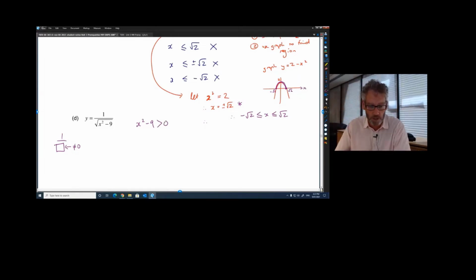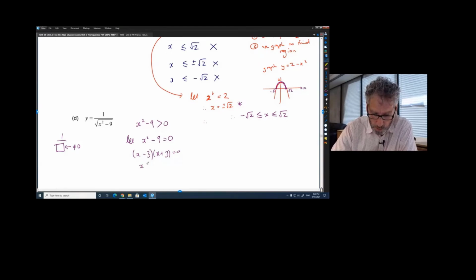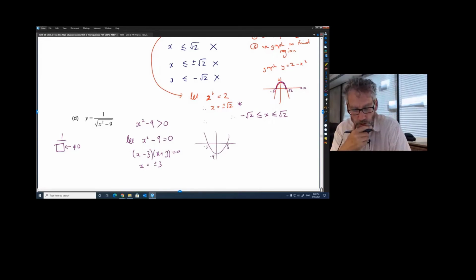Hope you had a chance to do this. Remember, what you do is let it equal an equation like that and solve that. Okay, nice little remembering here. Difference of perfect squares. X take 3, x plus 3 equals 0. So x equals plus or minus 3. So you draw your upright parabola this time. It's gone down by 9. 2 x-intercepts are -3 and positive 3.